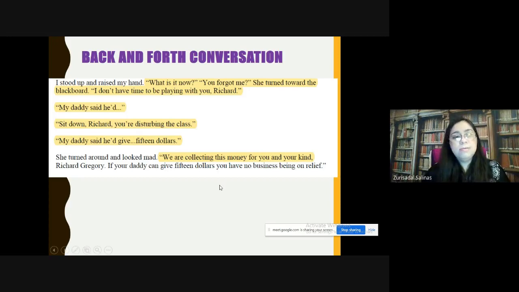So we were there. We were truly in that moment right there, right? In that conversation without the other descriptions that indicate who said what. We saw it. She turned around and looked mad. We're collecting this money for you and your kind, Rich Gregory. If your daddy can give $15, you have no business being on relief.